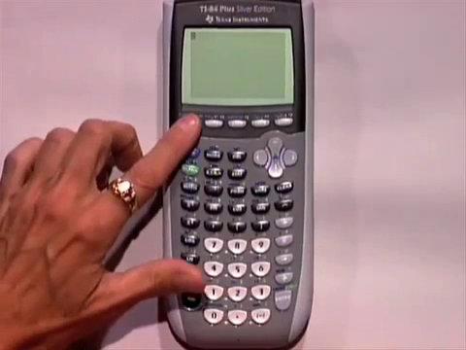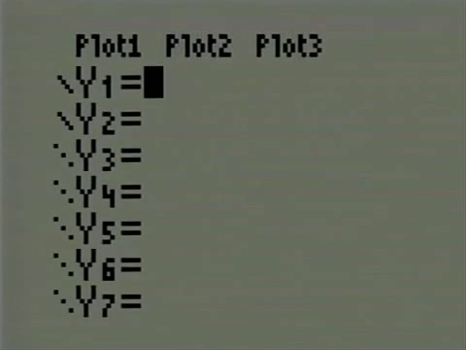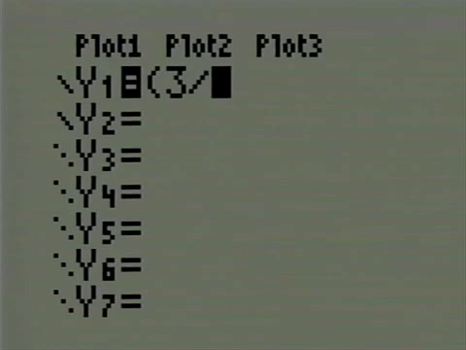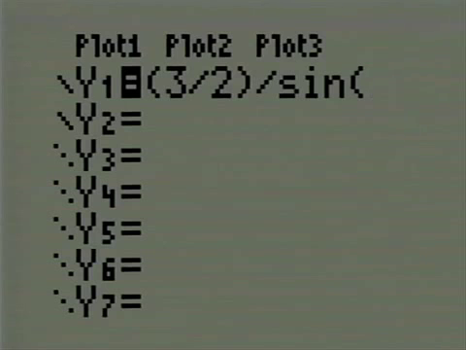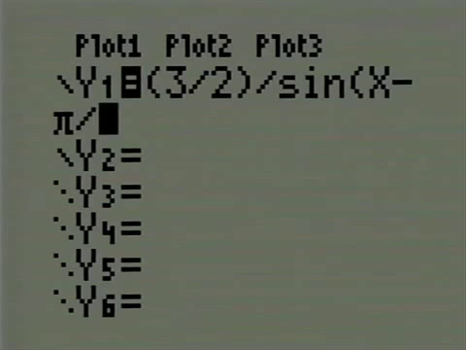Now what we want to do is check that graph using a graphing calculator. So let's do that. Going to our calculator, we're going to go to y equals. We can't enter the cosecant because there isn't a cosecant button unless we enter a reciprocal. So we're going to enter 3/2, and I'll put that 3 divided by 2 in parentheses, divided by the sine of x minus pi divided by 2. And that's the same as 3/2 cosecant of x minus pi over 2.